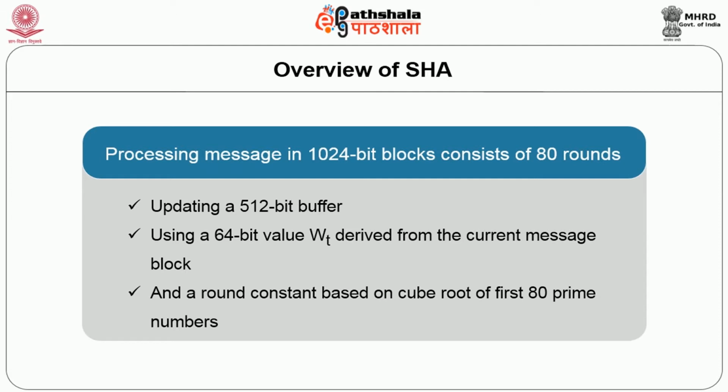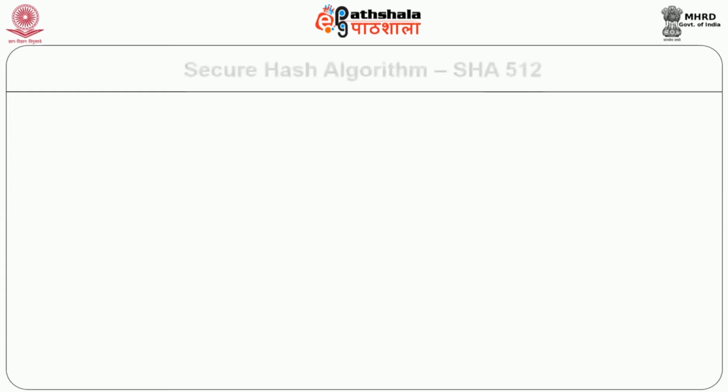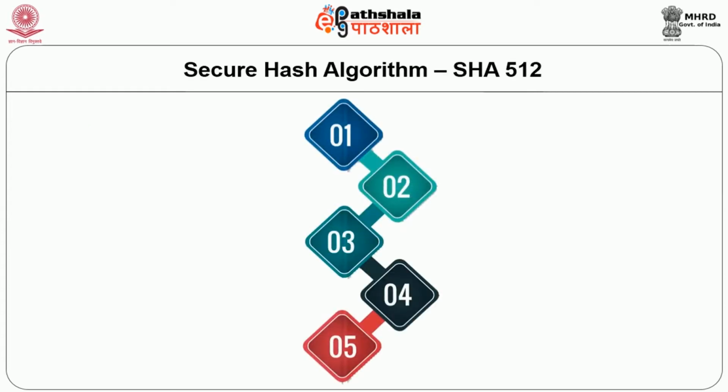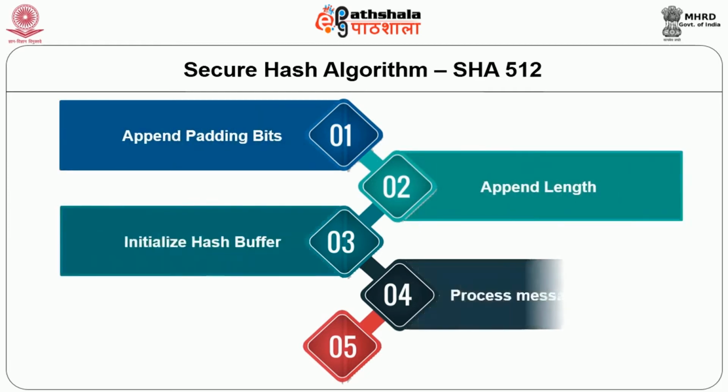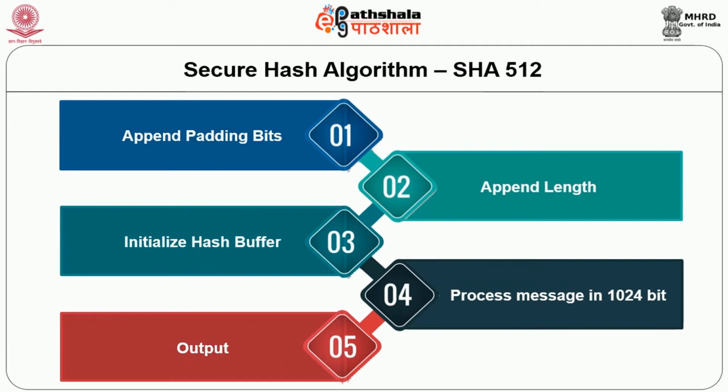We are also going to use round constants based on the cube roots of the first 80 prime numbers. Take the first 80 prime numbers, take their cube roots, and whatever values are generated, we will divide them into the 80 constants which we need for every round. So one more thing is clear: every round also uses a constant that is different for each round. All in all, this algorithm will have 5 steps. Step 1 is append the padding bits. Step 2, append the length.